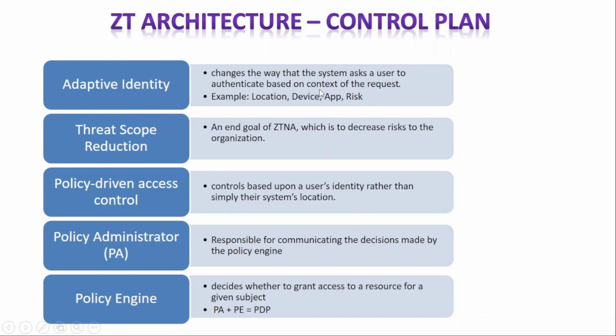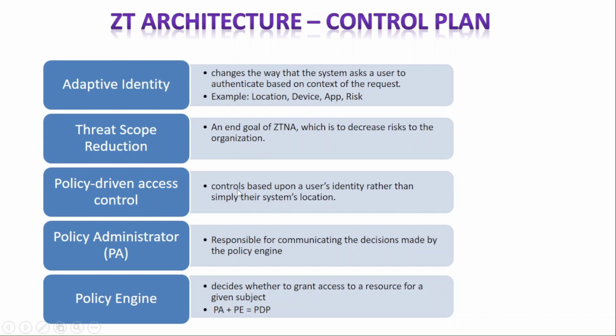So it is based on the context of the request, including the location, which type of device the user is using, whether it is Windows, Linux, Mac OS, whether it is a smartphone, which application he or she uses, which browser he or she uses, and what is the risk factor. Risk factor may include whether the device firewall is on, antivirus is updated, etc. So threat scope reduction. An end goal of zero trust network architecture is to decrease the risk to the organization. So the control plane purpose is to decrease the risk through these parameters, through the policy decision point.